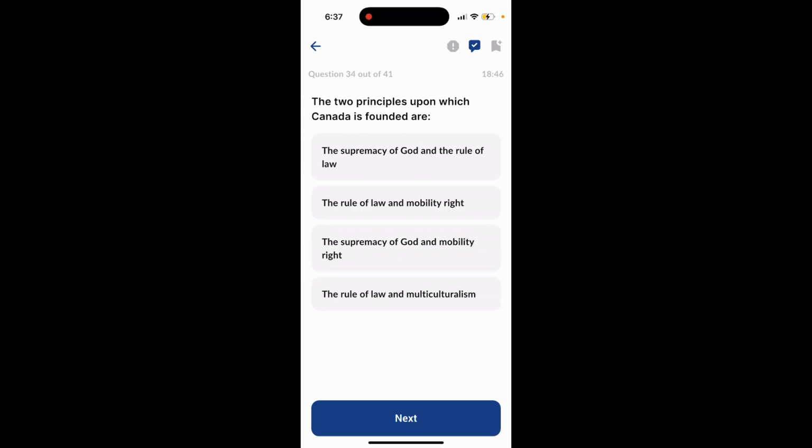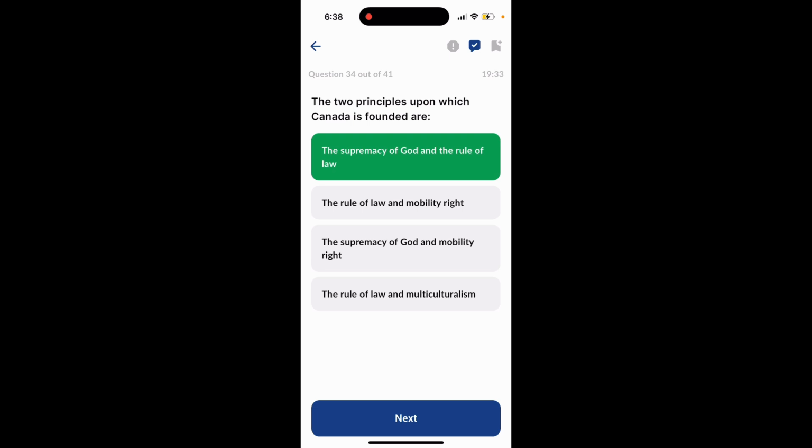The two principles upon which Canada is founded are option 1, the supremacy of God and the rule of law. Option 2, the rule of law and mobility right. Option 3, the supremacy of God and mobility right. Option 4, the rule of law and multiculturalism. The answer is option 1, the supremacy of God and the rule of law.